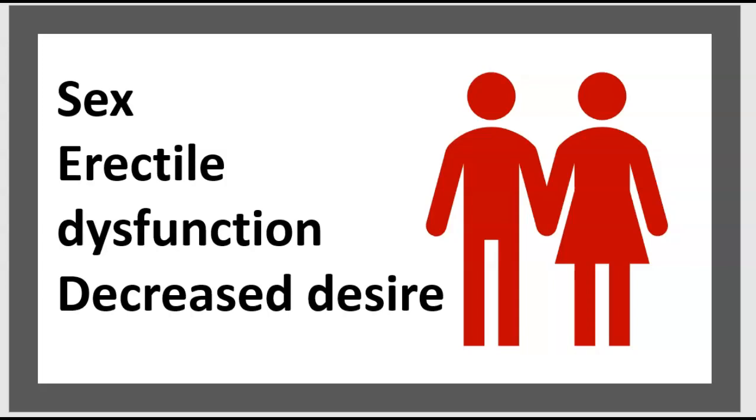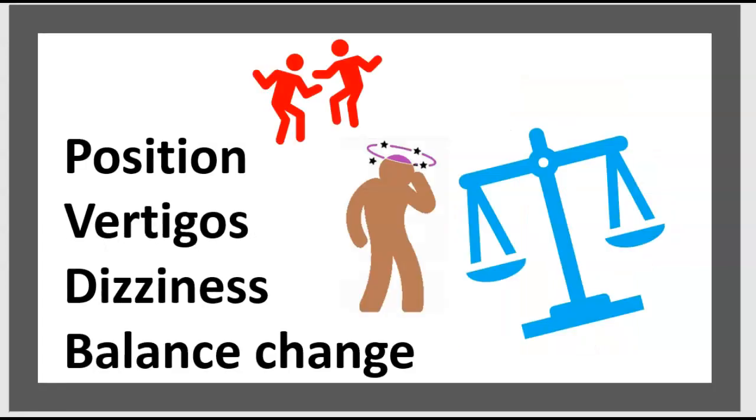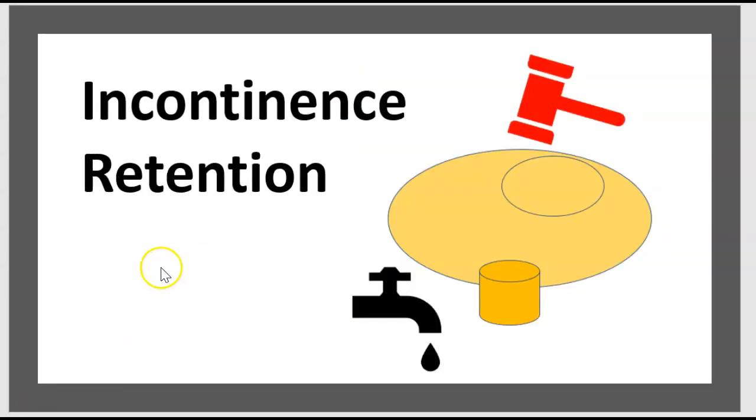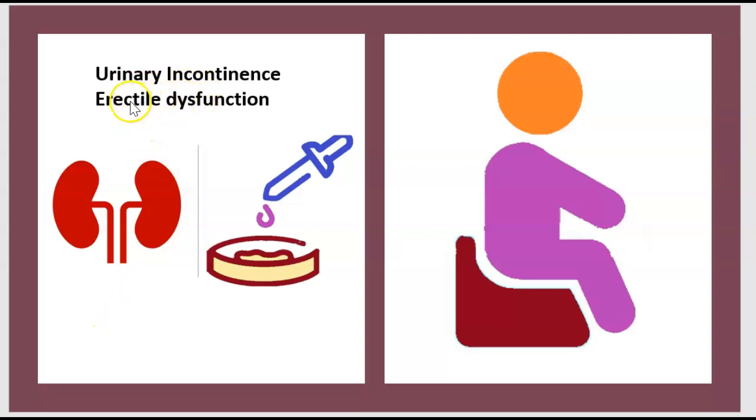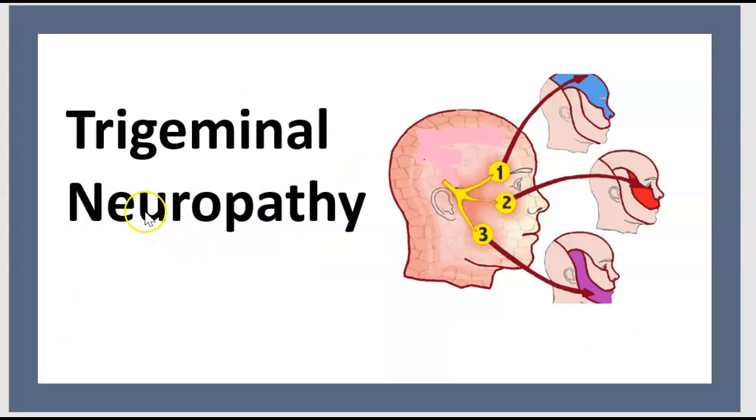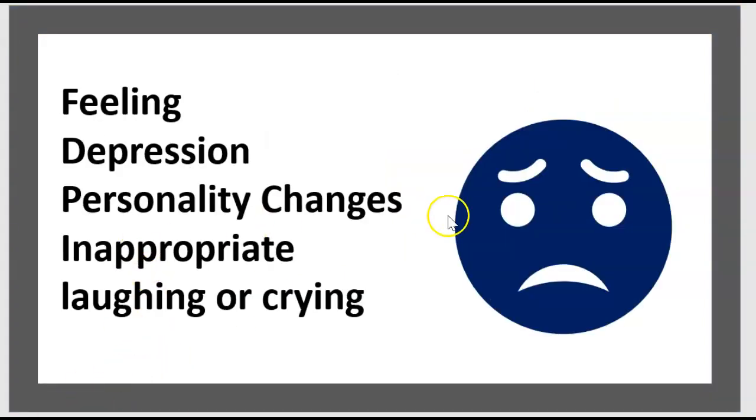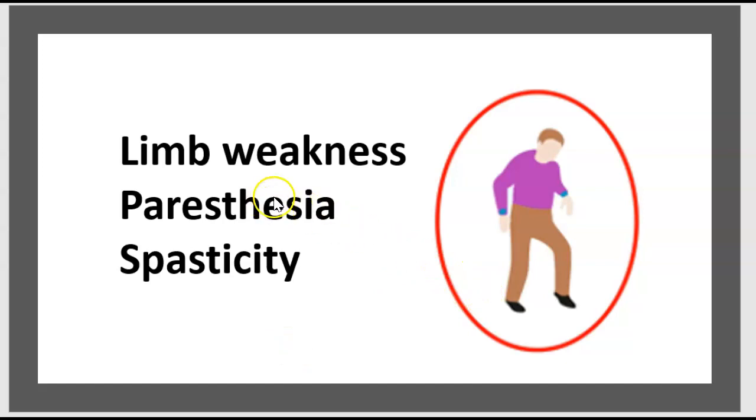What about sex? There is erectile dysfunction and a decrease in desire. Patients can undergo balance change with vertigo and dizziness. Most of the time, patients show urinary incontinence. Often urinary incontinence is associated with erectile dysfunction. There is a trigeminal neuropathy. What about feeling? There is depression, personality change, and sometimes inappropriate laughing or crying. Difficulty walking because of limb weakness, paresthesia, and muscle spasticity.